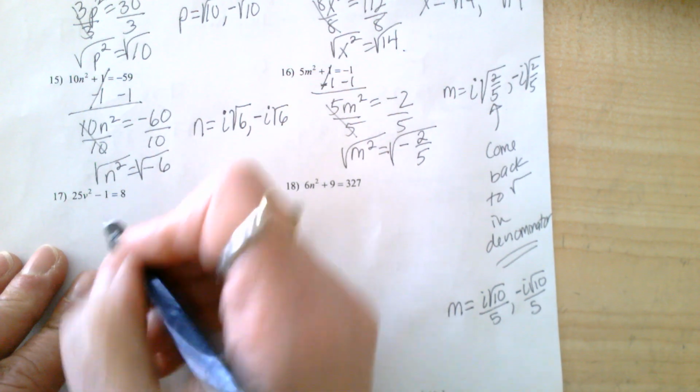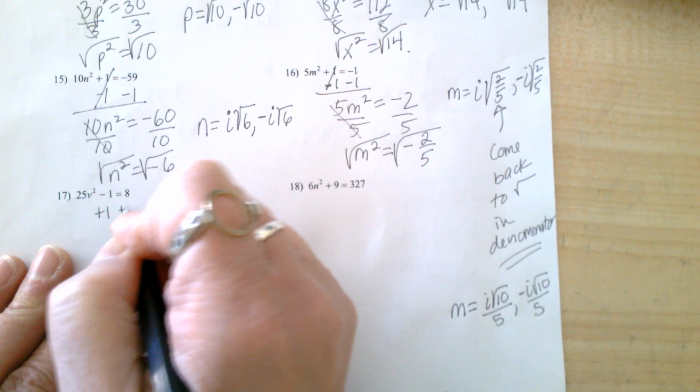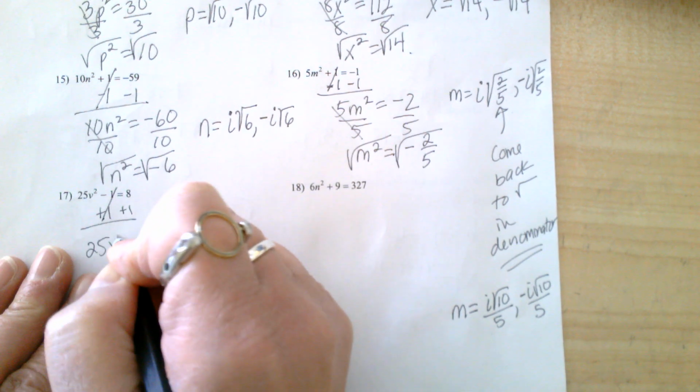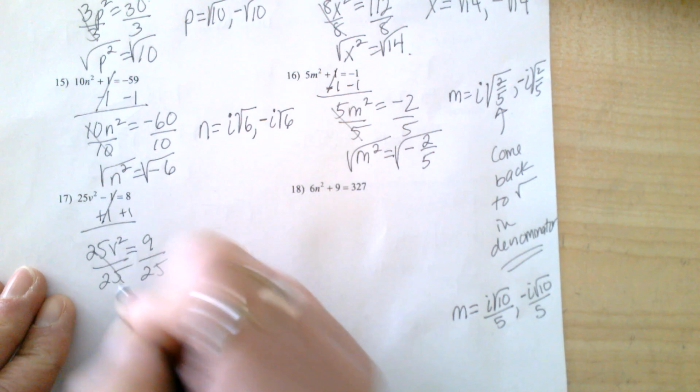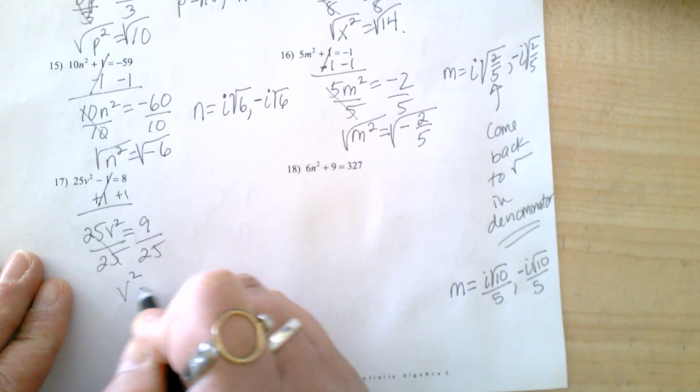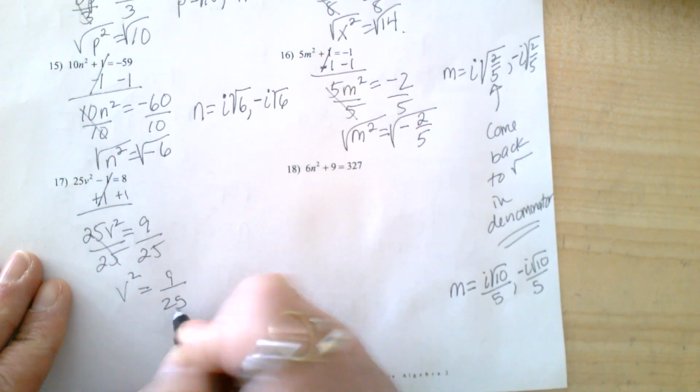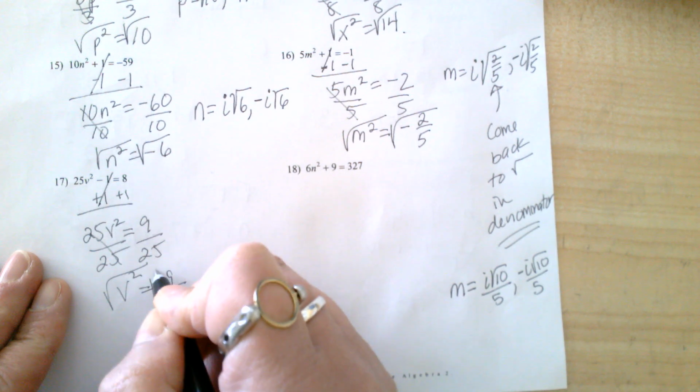We have 1 minute, so let's do this one really quick. Let's add 1 to both sides. We get 25v squared equals 9. Divide both sides by 25. v squared equals 9 over 25. Woohoo! Square root, square root.